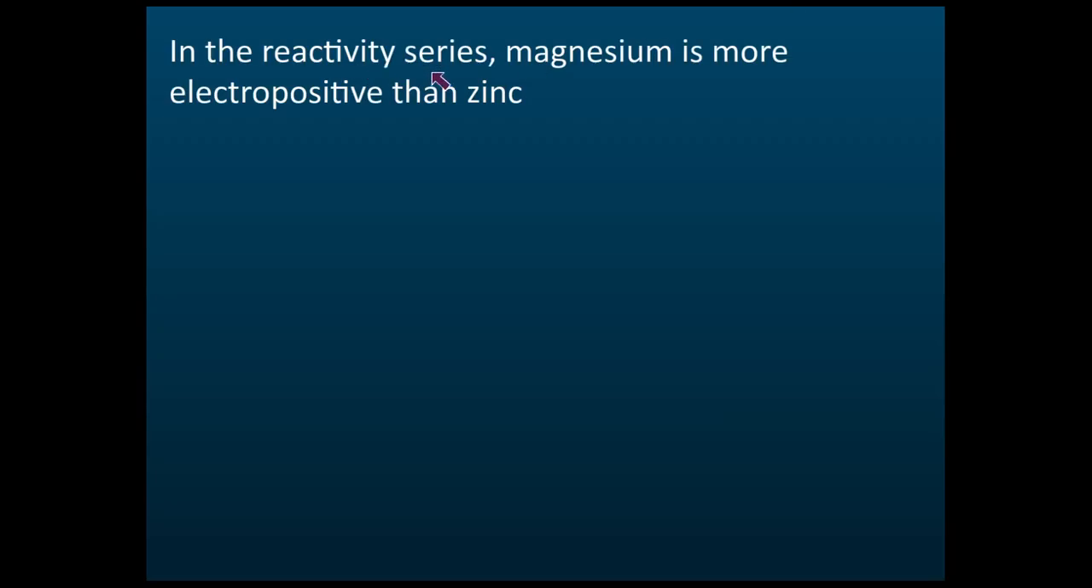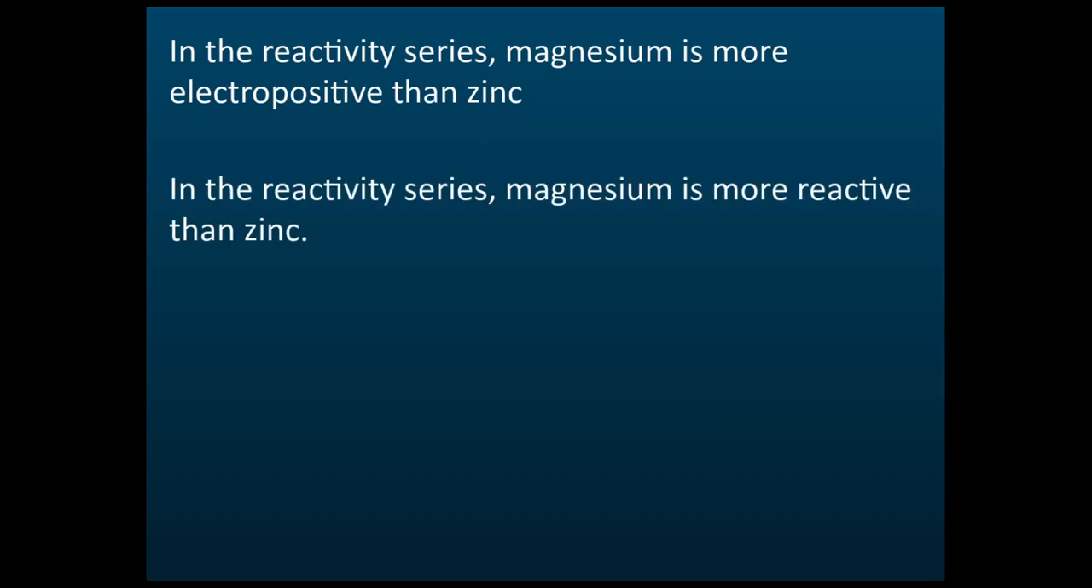Next one. In the reactivity series, magnesium is more electropositive than zinc, and this is also not correct. In the reactivity series, you must say that it's more reactive. So in the reactivity series, you shouldn't use the word electropositive. You must use the words more reactive.